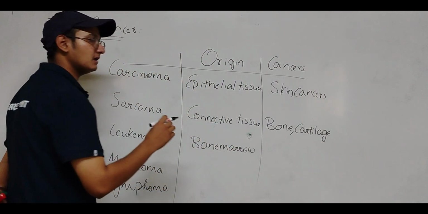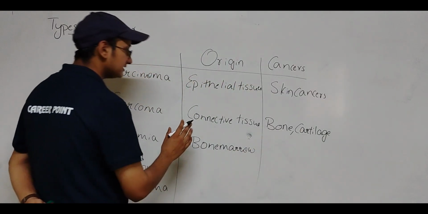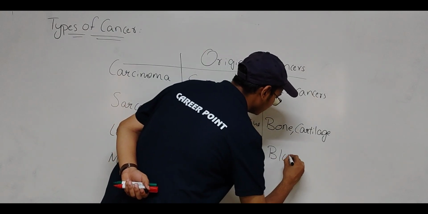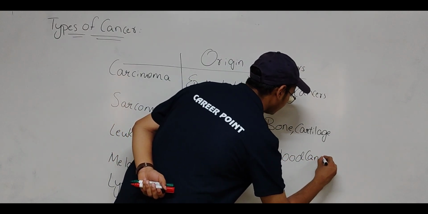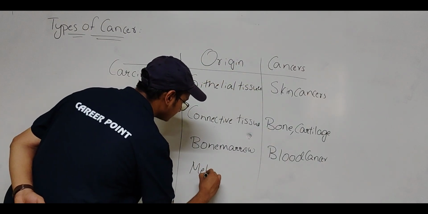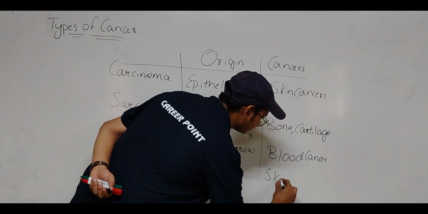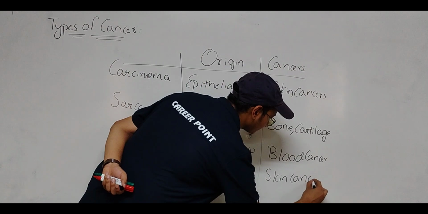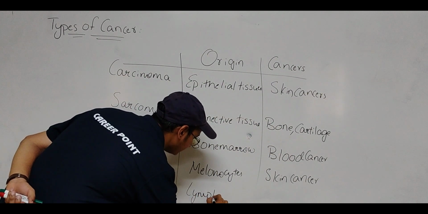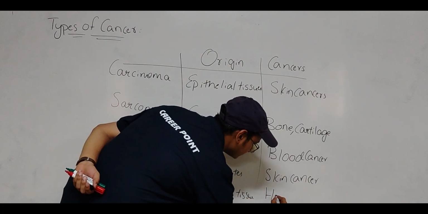We get red blood cells from our bone marrow, and we call it erythropoiesis. So the cancer which is responsible for the bone marrow is blood cancer. And then we have melanoma, from melanocytes, which is skin cancer. Lymphoma, from lymphatic tissue, gives Hodgkin cancer.